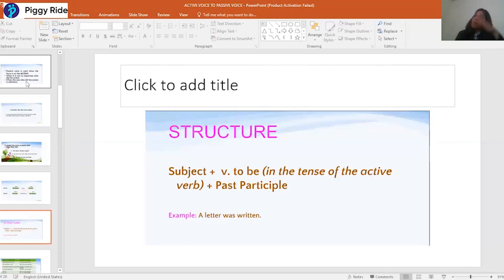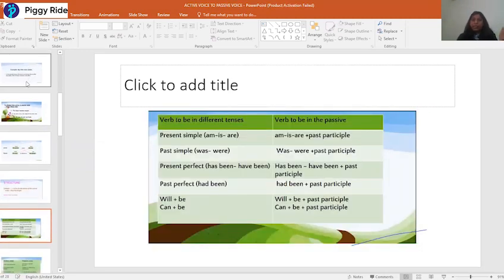A letter was written. Okay, now let me explain to you verbs to be in different tenses. Okay, verbs when we are having different tenses, and verbs when it is to be in the passive form. Now see, present simple: am, is, are. Now am, is, are plus the past participle will be in passive form. Okay, am, is, are. Again, am, is, are, and the past participle in the passive form.